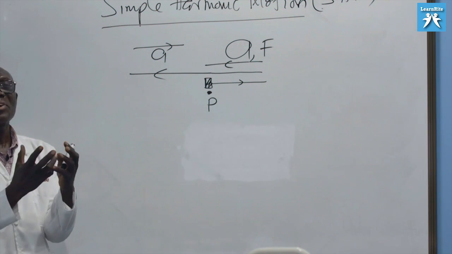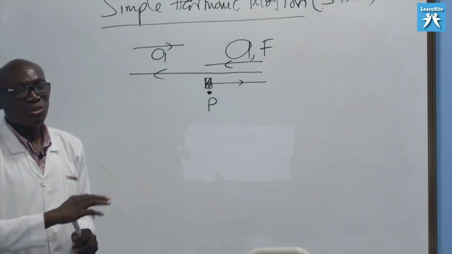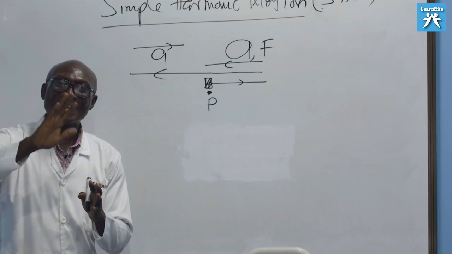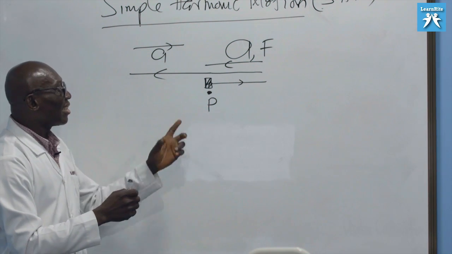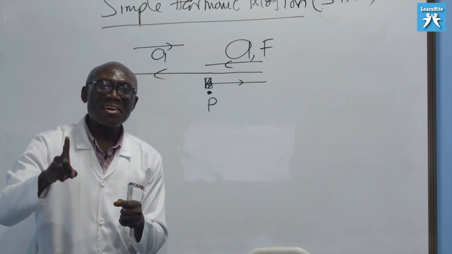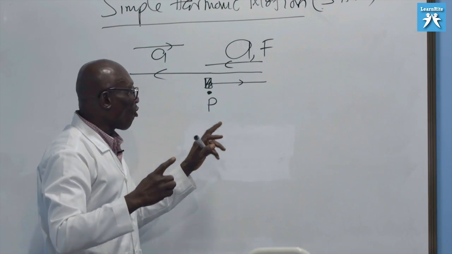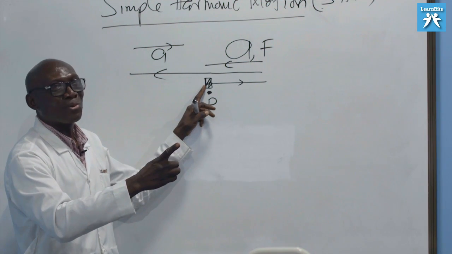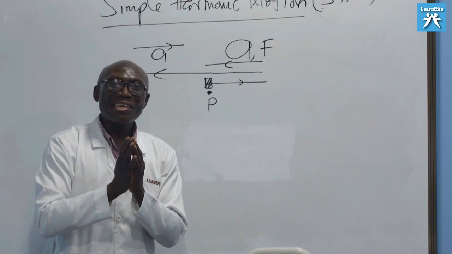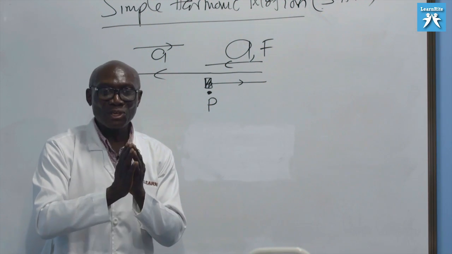So the acceleration is always directed toward this fixed point, no matter where the position of the moving body is. Not only that, again, the acceleration possessed by the body is directly proportional to the displacement of the body from the fixed point. Now, put the two together, and this is what we are calling simple harmonic motion.